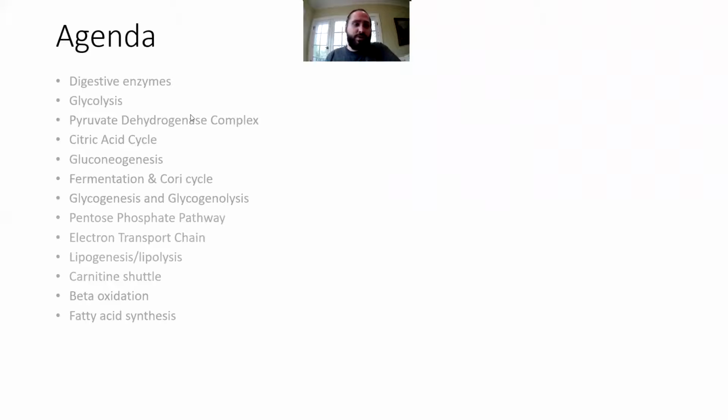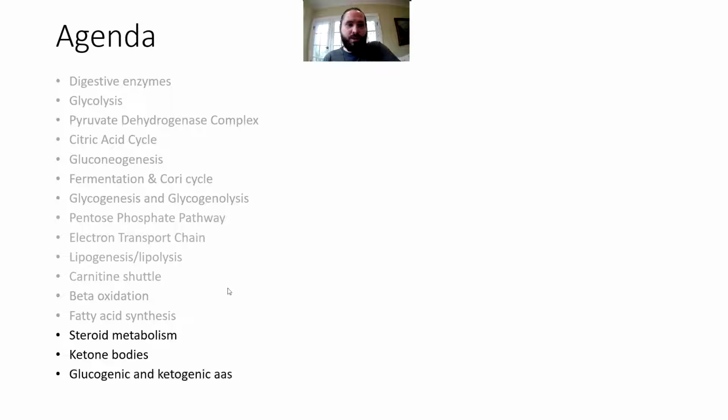So here's a look at what we've covered already. We covered the digestive enzymes, carbohydrate metabolism. We covered the pentose phosphate. We had an electron transport chain. We covered lipid metabolism. There's one more piece of lipid metabolism we're going to talk about today, which is steroid metabolism. We'll talk about it very briefly. And then ketone bodies are going to be related to lipid metabolism. We'll cover the glucogenic and ketogenic amino acids, and the urea cycle will be in very, very broad overview detail.